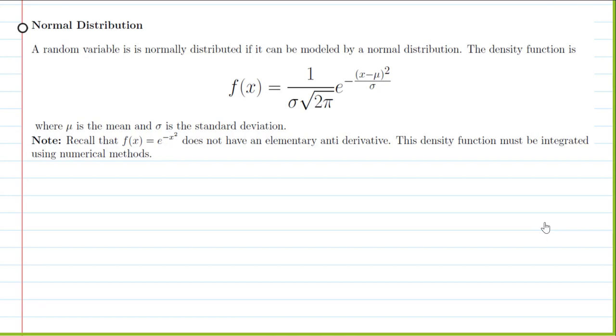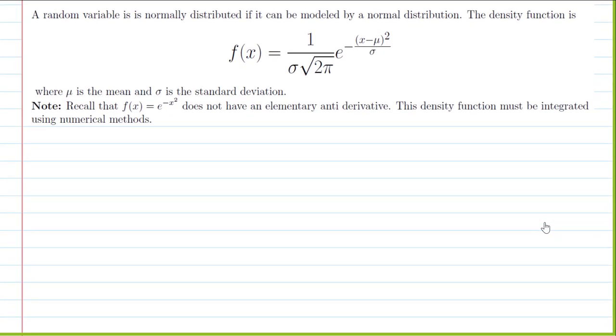All right, so a random variable is normally distributed if it can be modeled by a normal distribution. The density function is 1 over sigma square root of 2 pi, e raised to the negative x minus mu squared over sigma, where mu is the mean and sigma is the standard deviation.